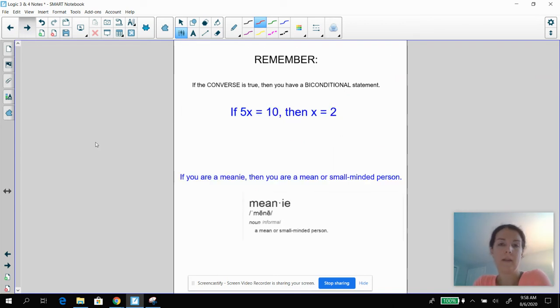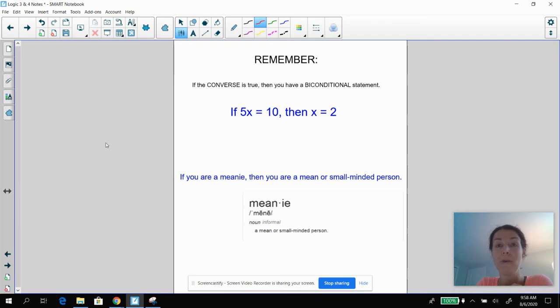So remember, if the converse is true, you have what's called a biconditional statement. And we talked about this quickly in logic 1 and logic 2. So an example of this would be if 5x equals 10, then I know x equals 2, because the converse of that is if x equals 2, then 5x equals 10.